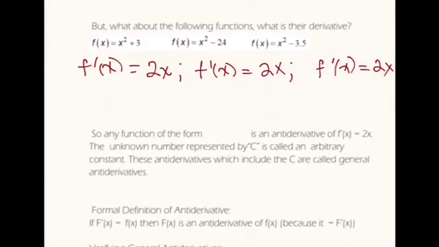So we say that any function of the form, and I may not have the space to squeeze this in right here, so I'm going to try to put it above, any function of the form x squared plus c would be considered an antiderivative of 2x. The unknown number represented by c is called an arbitrary constant. These antiderivatives, which include the c, are called general antiderivatives.